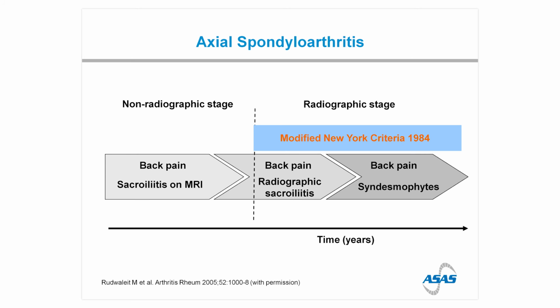The problem with the New York criteria is that in the average patient, they suffer with inflammatory back pain for up to 7 to 10 years before those X-rays actually turn positive and the patient fulfills the modified New York criteria. This is called non-radiographic axial spondyloarthritis. You can pick it up on MRI scanning, by the way. You pick it up right away on MRI scanning, and that's very important to note.